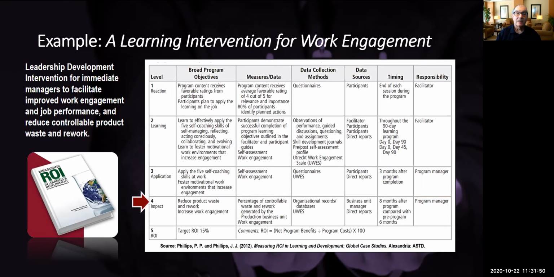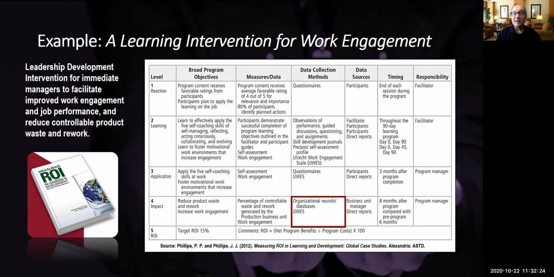Next, impact. Remember, reduce product waste and rework, increase work engagement. A couple of things going on there, right? Too much waste, too much rework, and not enough engagement. What data are we going to collect? Percentage of controllable waste and rework generated by production business unit, in this case, and work engagement. We only did one business unit out of 14 for this particular program. It was production.